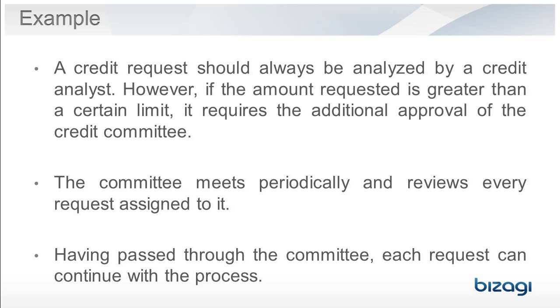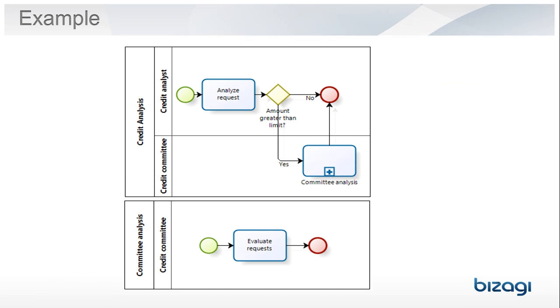The committee meets periodically and reviews every request assigned to it. Having passed through the committee, the request can then continue with the process. How do we control that the committee will meet periodically? How do we control that each credit request will wait for the committee's decision? How do we control that the credit committee will analyse several requests periodically?